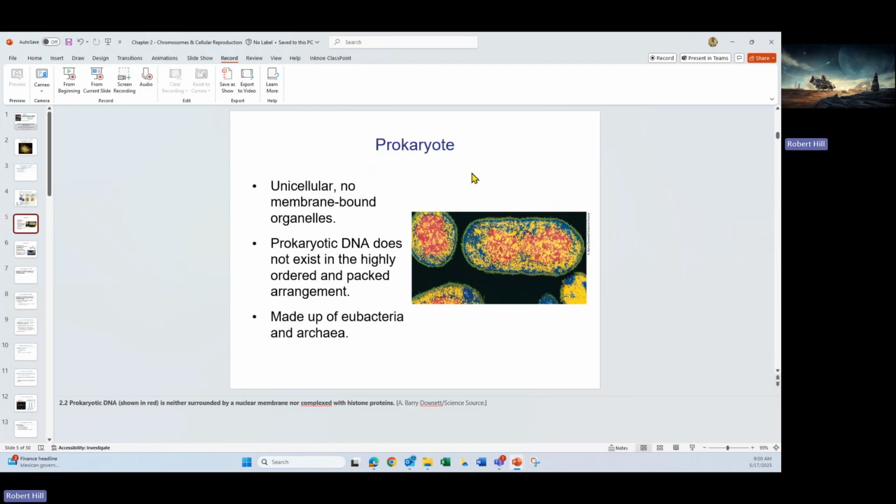All right, so prokaryotes are unicellular, no membrane-bound organelles, no nucleus. Instead, they have a region where the single chromosome is all bundled up called a nucleoid. And it's not very organized. It's just kind of scrunched up in there in a particular region of the prokaryotic cell called the nucleoid. Whereas in eukaryotes, it's more organized. It has proteins that help package it together.